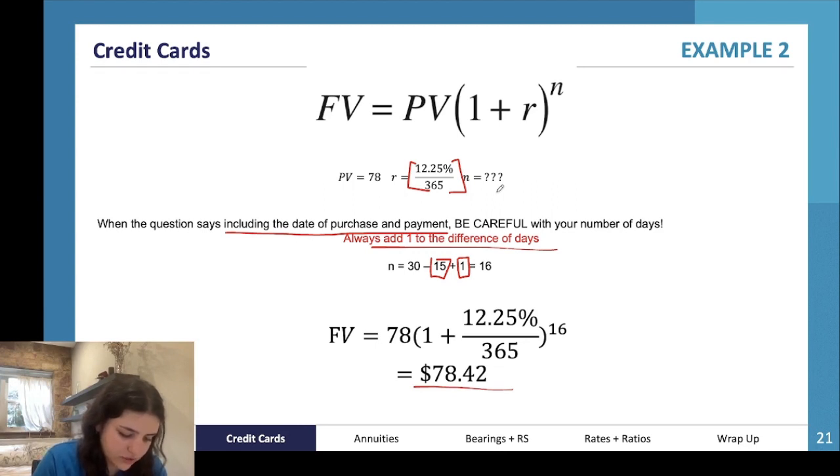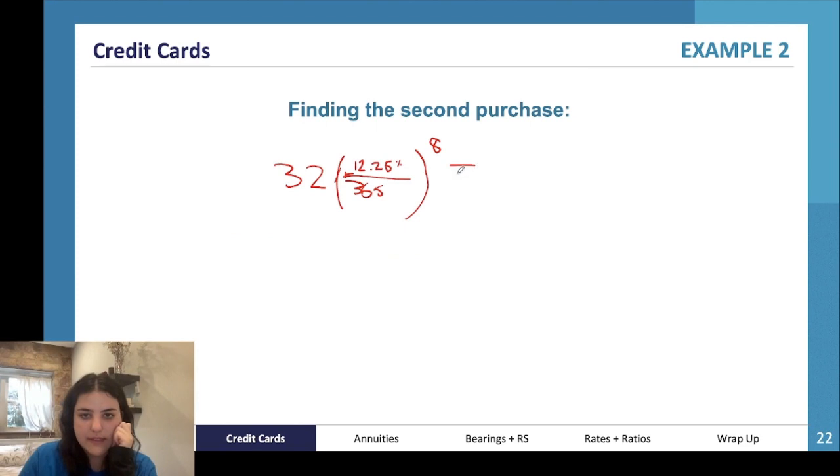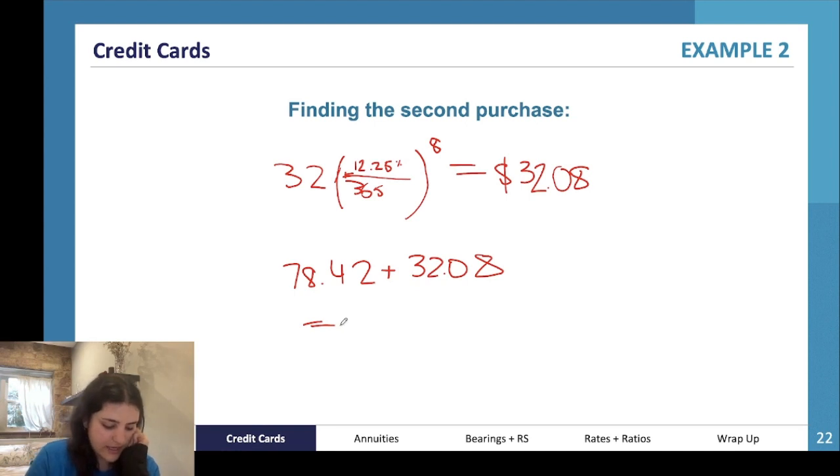Yeah, that looks right. Okay, so let me pop. I'm missing a percentage. There we go. All right, so $78.42. The second purchase is going to be $32.08. And so we've got $78.42 plus $32.08.